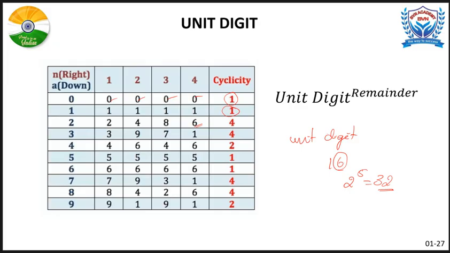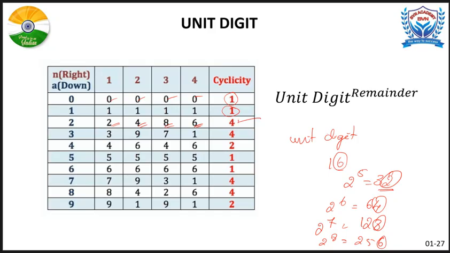So that gets repeated here. If you continue to do this, 2 to the power of 6 is 64. 2 to the power of 7 is 128. 2 to the power of 8 is 256. Now look at the unit digits: 2, 4, 8 and 6. 2, 4, 8 and 6. That means it gets repeated after every 4 powers. So hence we can say the cyclicity of 2 is 4.